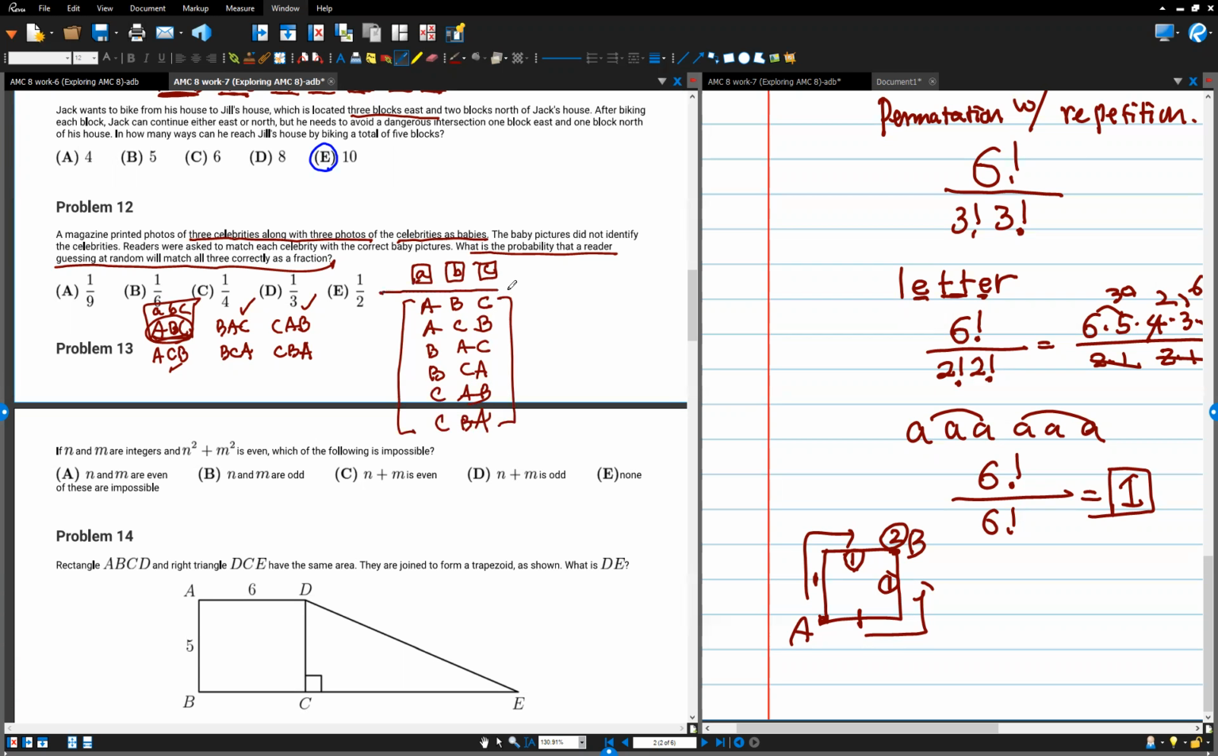When you pick this one, how many of these arrangements match? Only this one is available, right? Only ABC. When you have A, B, C, they match. But this is not matched. This is not matched. This is not matched. This is not matched. Only this is matched out of 6. 1 out of 6.